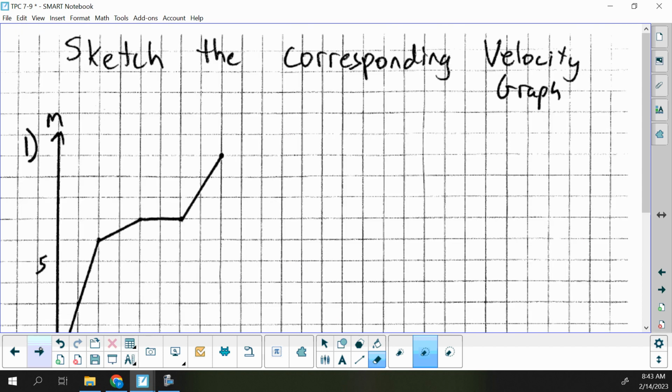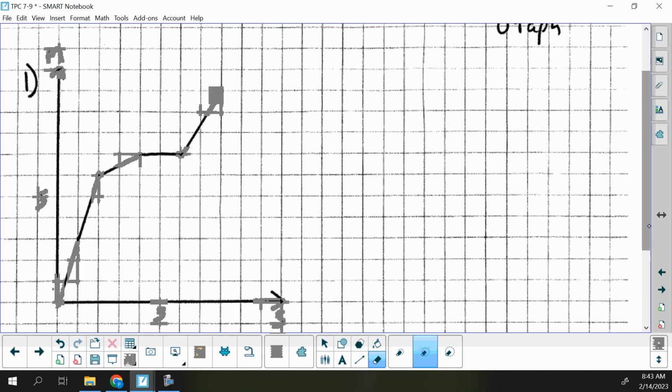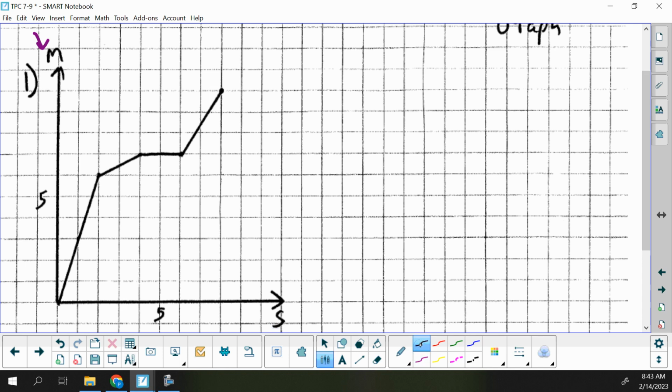If you could flip over to the other side of the blue sheet, we now want to sketch the velocity graph. And what they've given us is a position graph. The reason we know that is based off of the units. On our y-axis, we just have meters, which is a position. So for our velocity graph, let's start by drawing ourselves an axis.